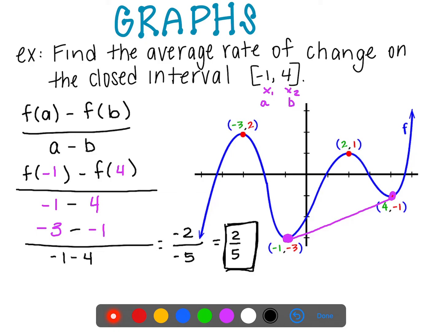And I can check myself when I look at the graph, because 2/5 is a positive number and I can see that I'm going uphill slowly from -1 to 4. So that's good. I have a positive slope. I got a positive rate of change there, so I'm looking good. If I had gotten a negative number, I would have known I probably messed up a sign somewhere, and I could go back and check myself. Since that is going up, it should be positive.